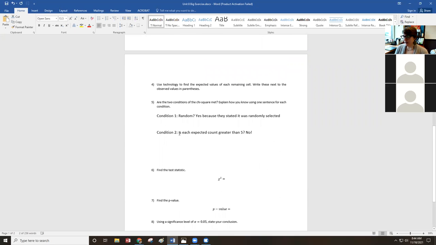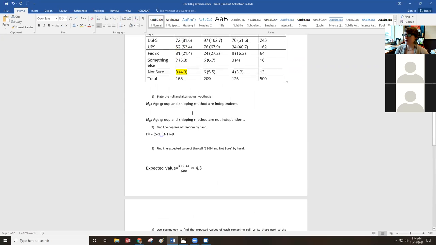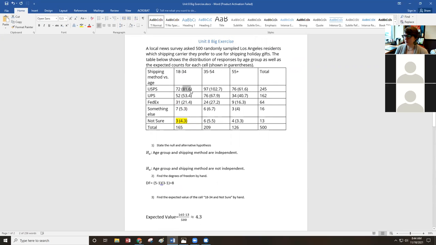Condition two asks, is each expected count greater than 5? So what that means is that if you go and you look at each of these expected counts, we need every single one to be greater than 5. That's going to ensure that our sample is actually large enough. Now, there's two ways that you can do this. You can look at each expected count, and right here we see that 4.3 is less than 5, so we fail to meet that condition.